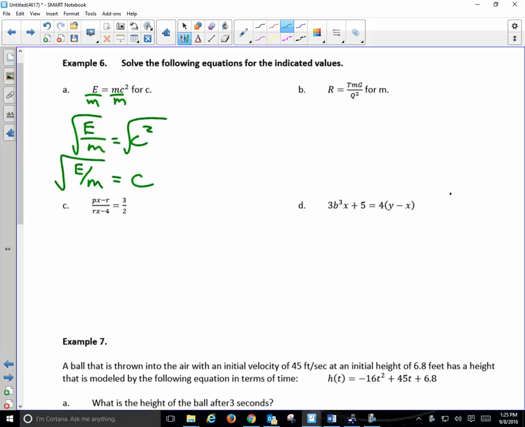Awesome. You might say, well, write the plus or minus. I don't really know if the constant is positive or negative. I mean, they'd figure that out in context of the problem and the application for science. So we don't have to get too technical. Try B on your own. Try to solve for M.